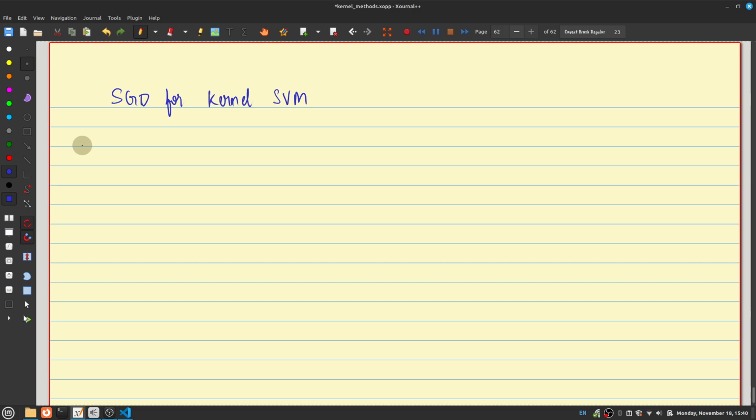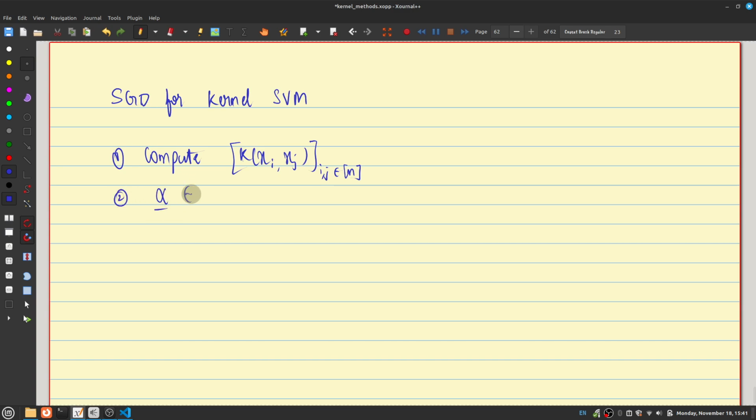So first, you have to compute the kernel matrix. I need the kernel matrix, and I'm going to maintain a vector alpha in R to the n. So these are going to be the coefficients of each of the phi(x_i)'s. Right. So immediately you see that at least this variant of SGD for kernel SVM grows quadratically in the size of your data set. So if your data set is large, your computational complexity is also fairly large.